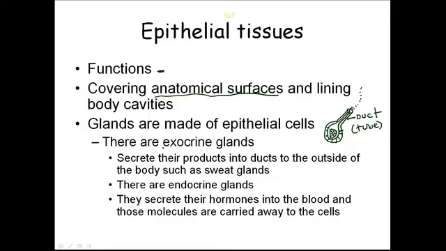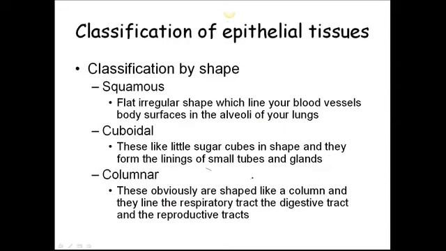So there are two types of glands. Exocrine glands secrete their products into the ducts, like this is an exocrine gland, to the outside of the body, such as sweat. Then there are endocrine glands. You've heard of endocrine glands. They secrete hormones, but it goes right into the extracellular fluid and then into a capillary, which is blood. I'll give you more information on that when we go through the heart and blood vessels.